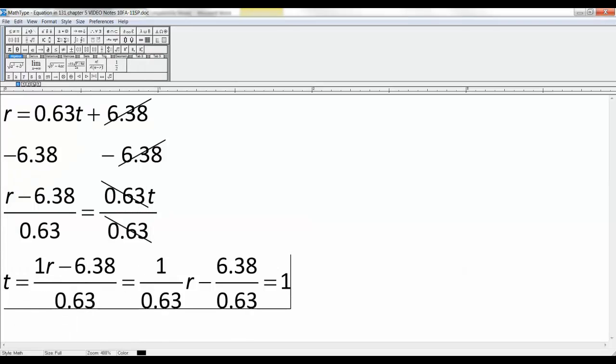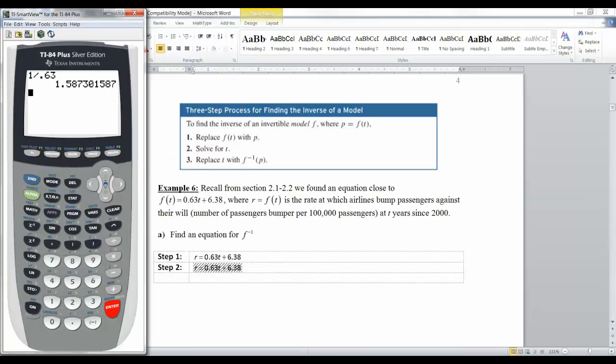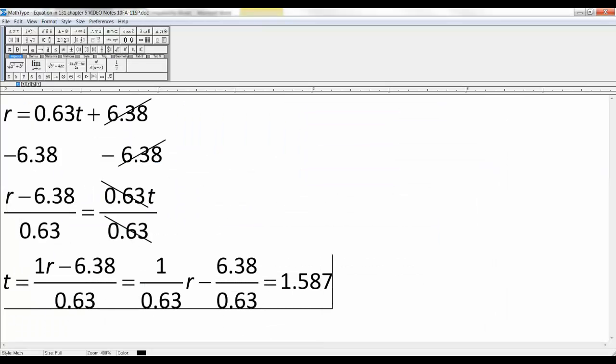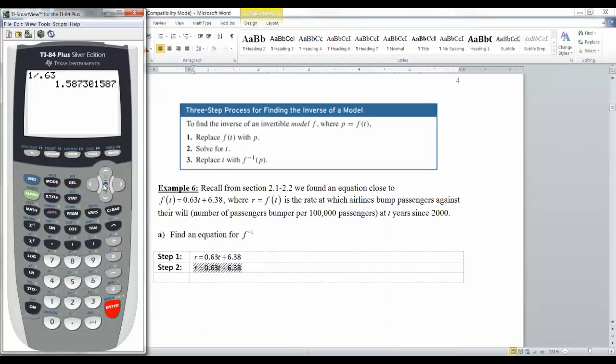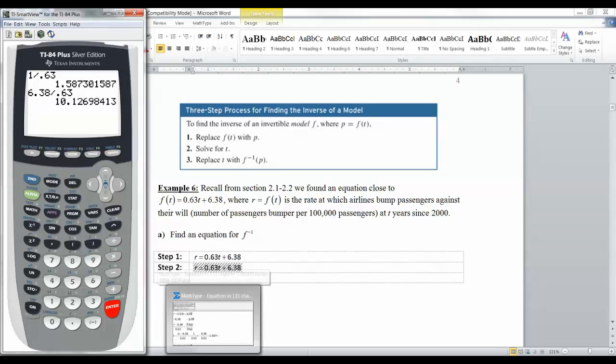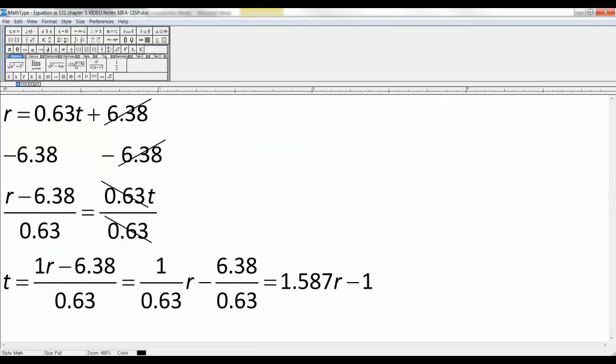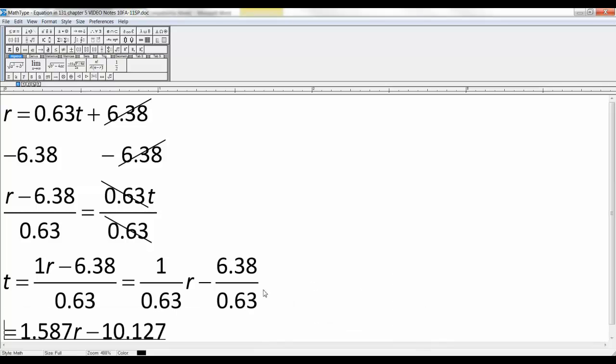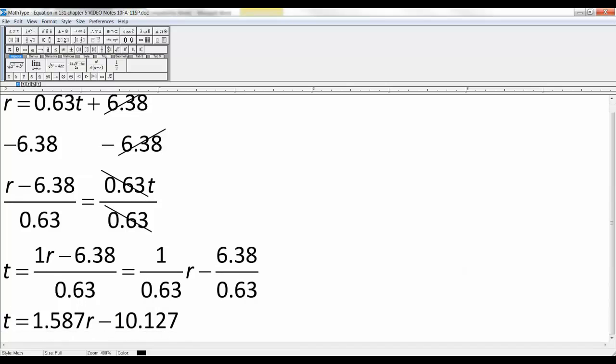There you go. 1.587 R, because that's your variable, minus, and then 6.38 divided by 0.63, 10.127. There we go. Right there. That's what we were shooting for. That's the end of step 2.